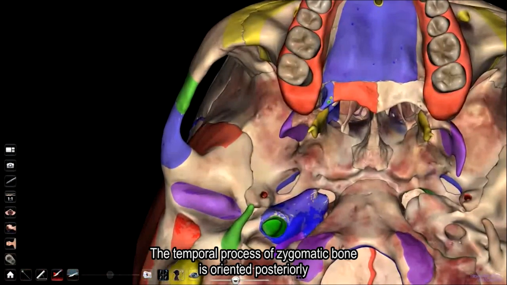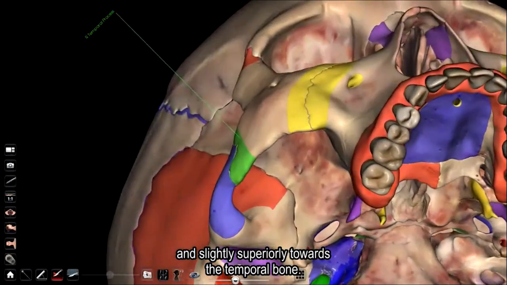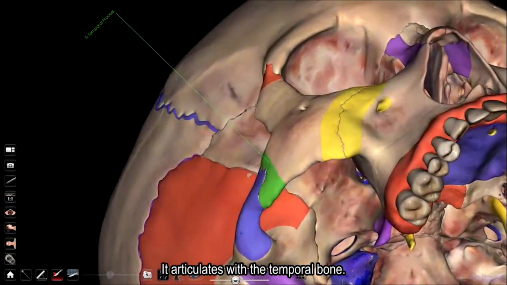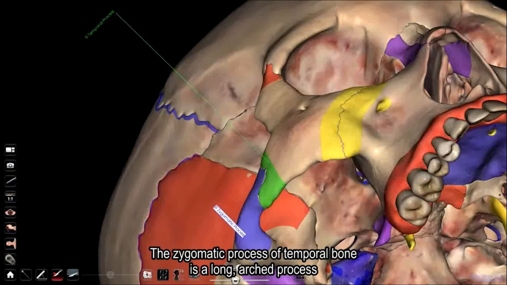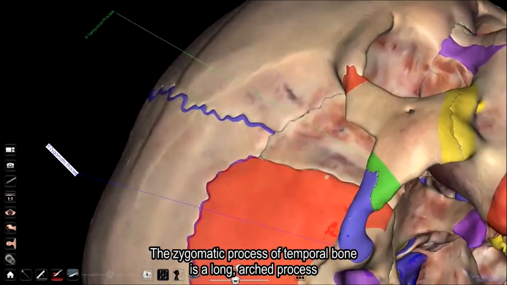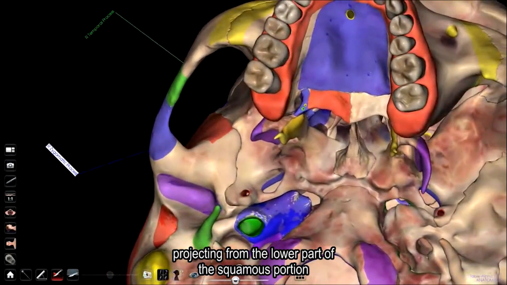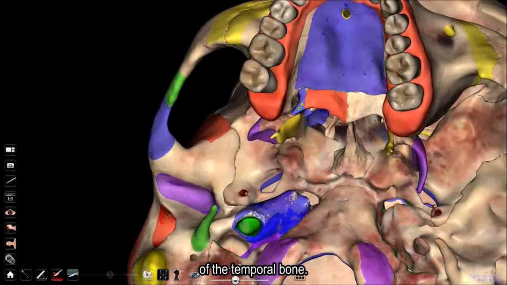The temporal process of zygomatic bone is oriented posteriorly and slightly superiorly towards the temporal bone. It articulates with the temporal bone. The zygomatic process of the temporal bone is a long arched process, projecting from the lower part of the squamous portion of the temporal bone.